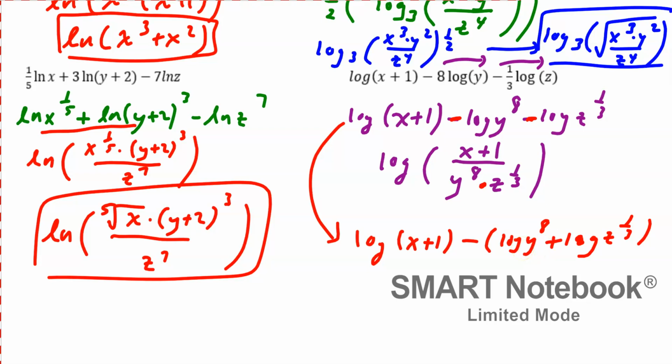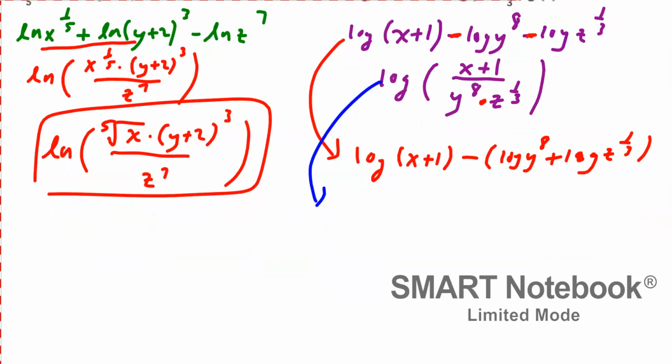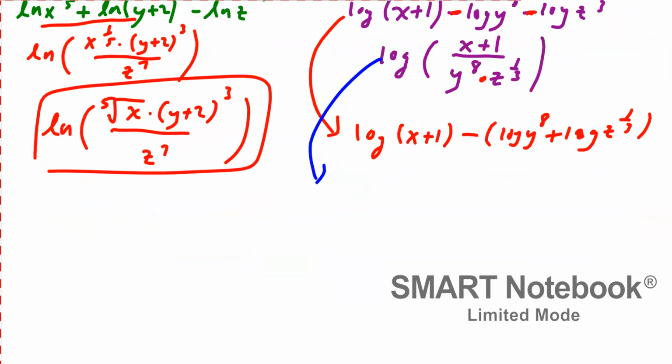But anyway, if we continue with this problem to completely condense it, what we'd have to do is just change this to a radical. So my final answer would be log of x plus 1 on the top, and the bottom would be y to the 8th times the cube root of z.